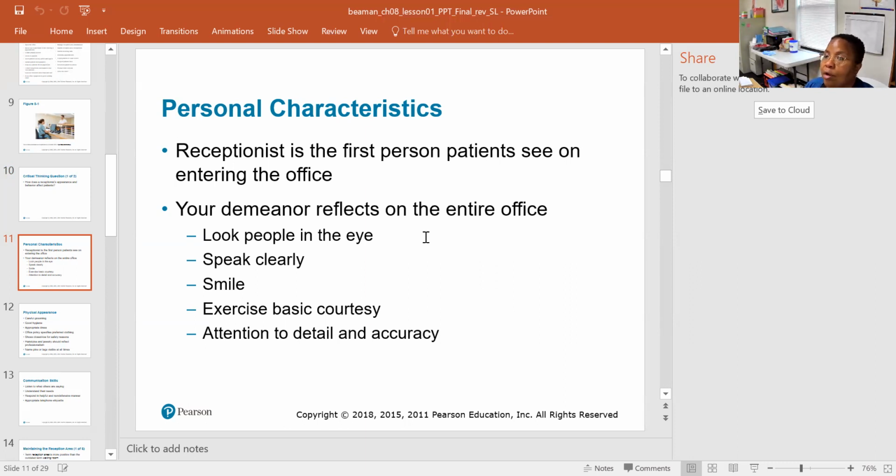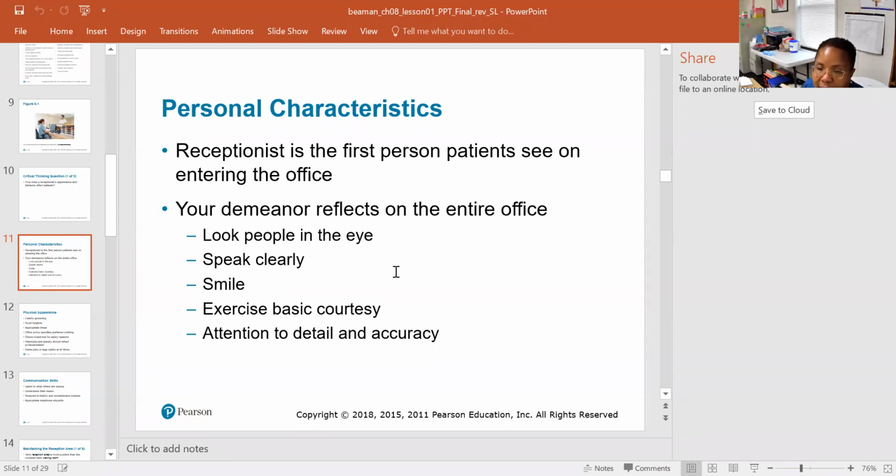Smile, exercise basic courtesy. I walked in the office one day and I said, good morning. Oh, good morning. And then she put her head back down. I walked out and I'm in the process of finding another doctor. My doctor wants to know, where are you going? Why are you changing the office? I said, because I have to teach the girls in my class that you've got to look me in the eye, speak clearly, smile. I said good morning twice, and she never even noticed me, never acknowledged that I was there. And when she did, it was, oh, good morning. So exercise basic courtesy, guys.